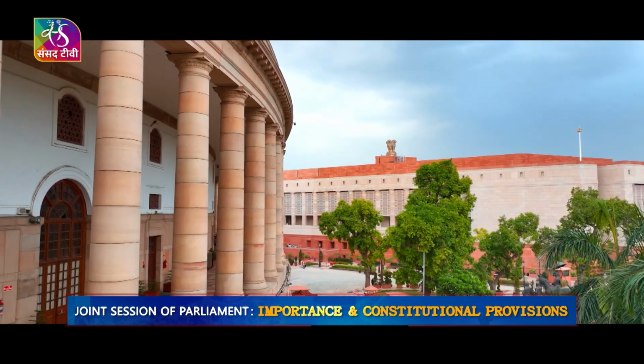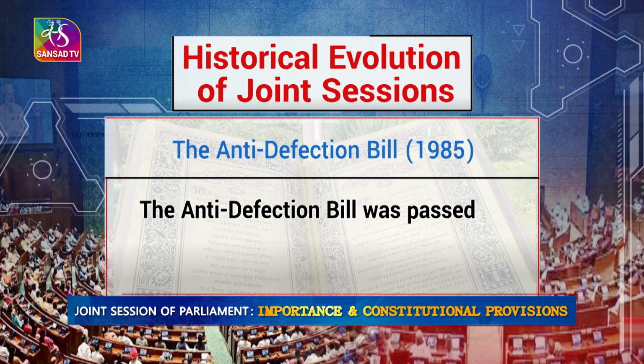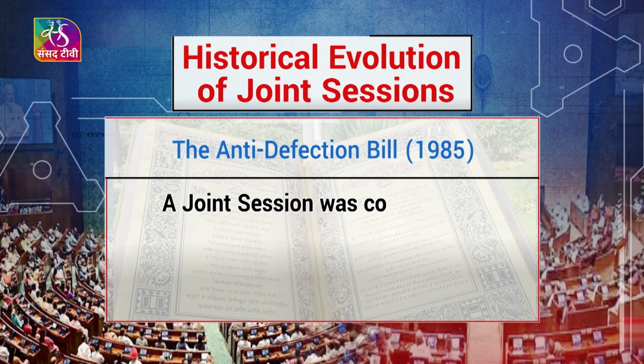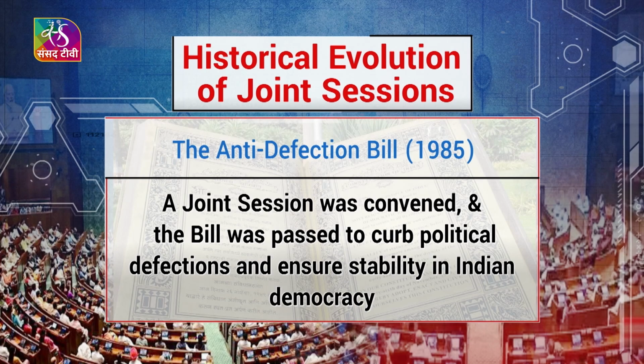The Anti-Defection Bill, 1985. The Anti-Defection Bill was passed by the Lok Sabha but was delayed in the Rajya Sabha. A joint session was convened and the bill was passed to curb political defections and ensure stability in Indian democracy.